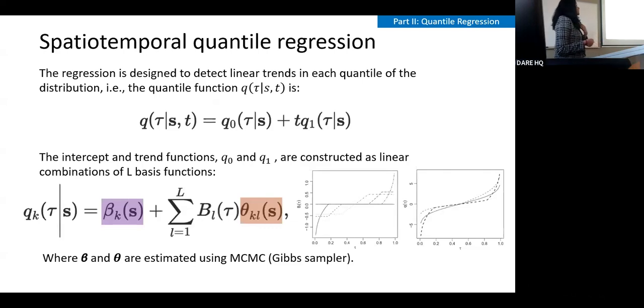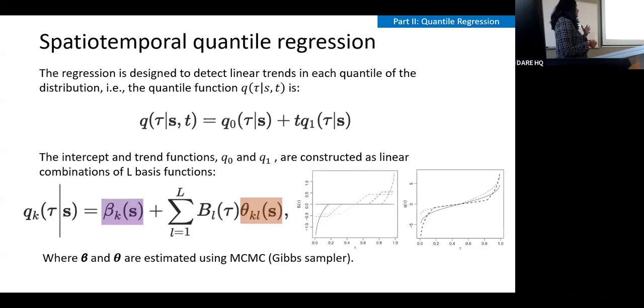In terms of how this is actually set up, this is what it looks like. There is the quantile function, where tau is the quantile level that you're looking at. So maybe you're looking at the 5th percentile or the 20th percentile and so on. S is the spatial point or location. T is the point in time. We're doing this as a simple linear regression, so you've got an intercept Q0 and a trend term Q1.